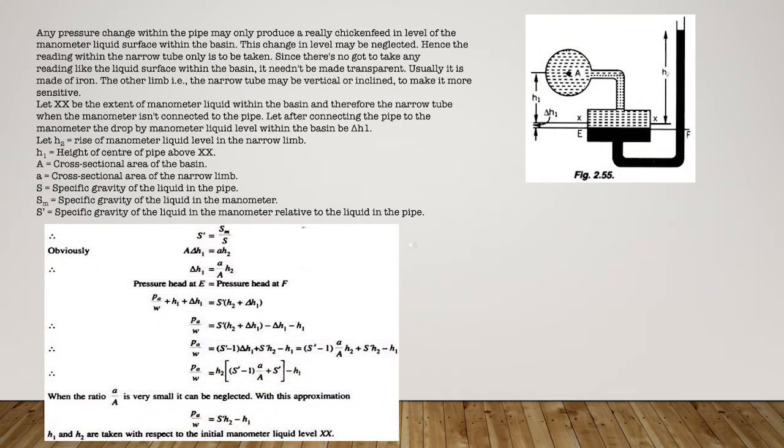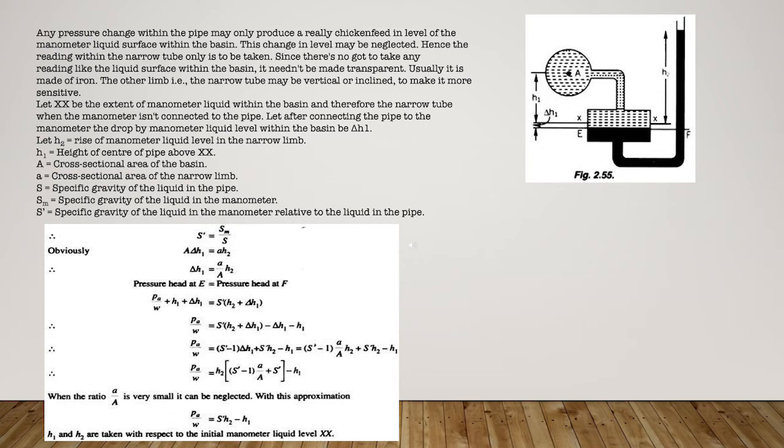Alright, so now we look at figure 2.55. Any pressure change within the pipe may only produce a really negligible change in the level of the manometer liquid surface within the basin. The changing level may be neglected, hence only the reading within the narrow tube is to be taken. Since there is no need to take any reading of the liquid surface within the basin, it needn't be made transparent.